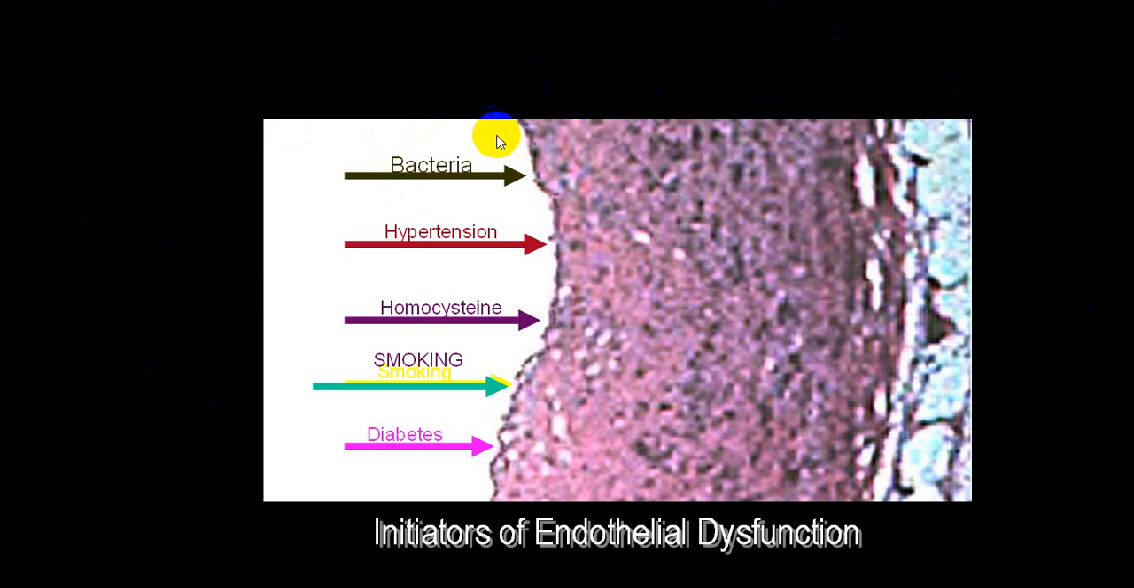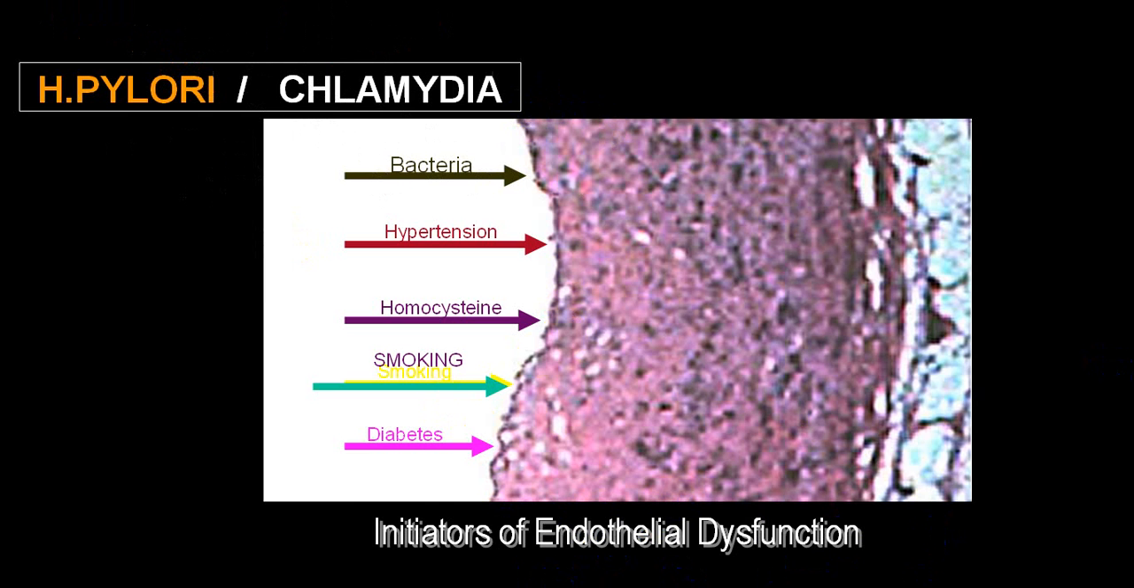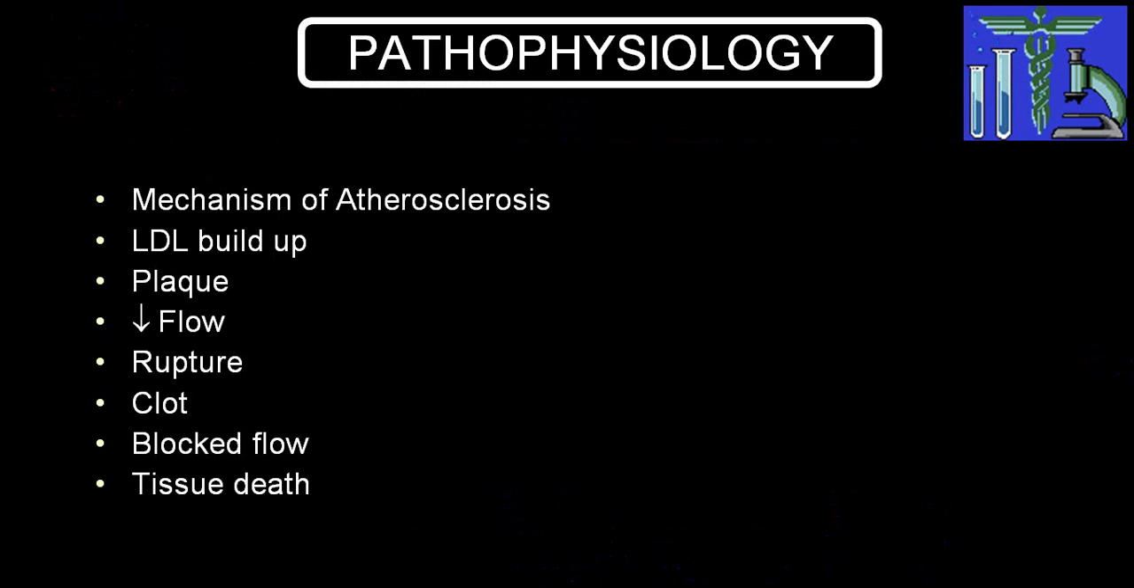There are other factors which damage the intima and predispose to atherosclerosis and formation of a thrombus. So atherosclerosis can be enhanced by bacterial infections like chlamydia or herpes, uncontrolled hypertension, high level of homocysteine, smoking, diabetes mellitus. All this can initiate endothelial dysfunction and can end up in atherosclerosis enhancement. H. pylori and chlamydia are the most common infections.